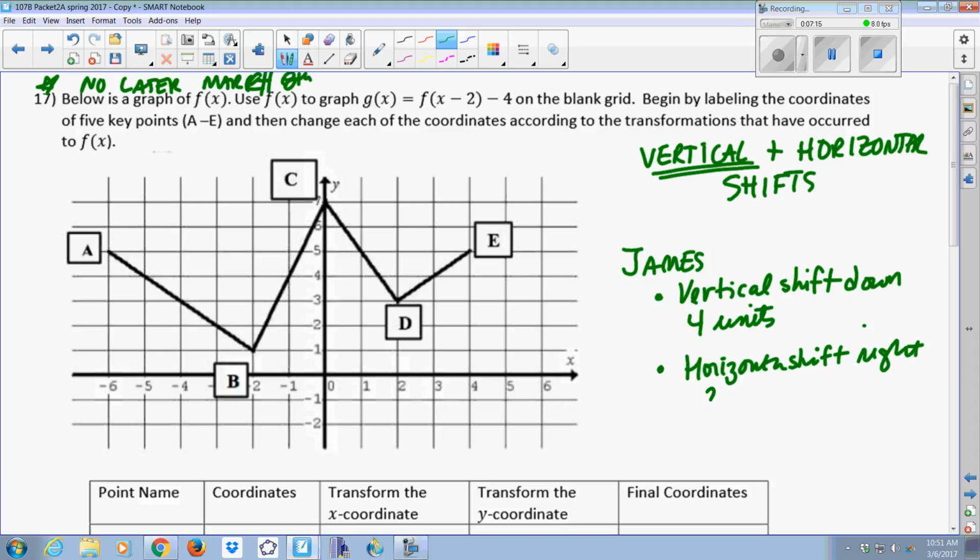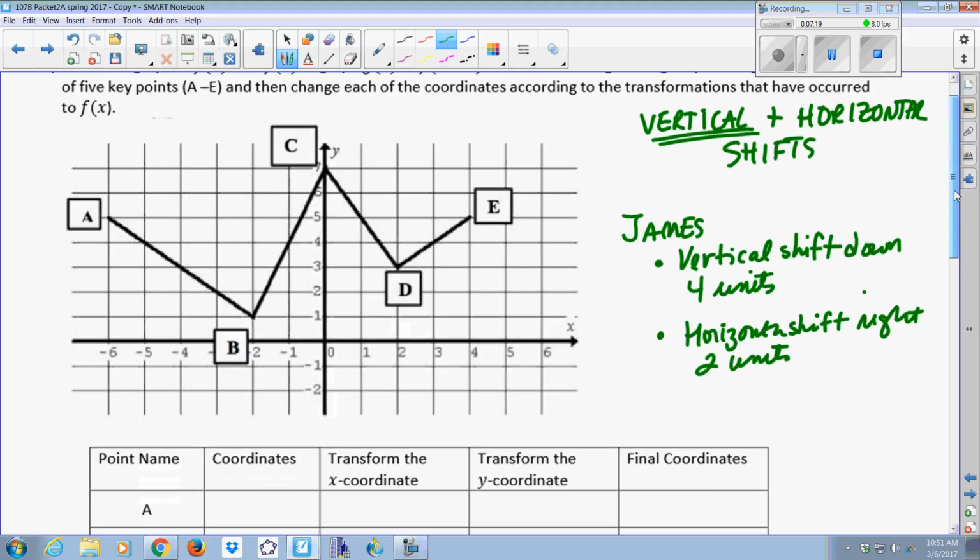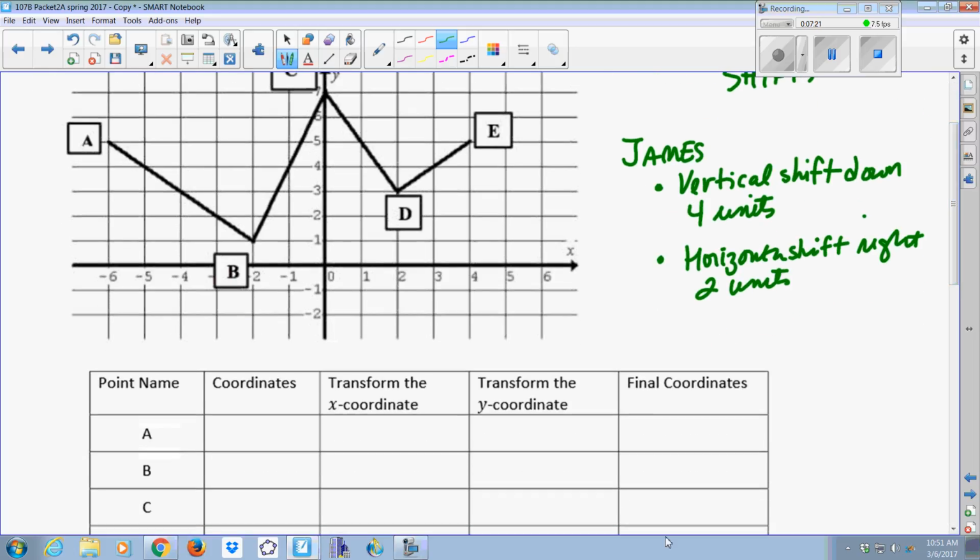2 units. So now, if you were following this table, you would start with point A, which is -6,5. You're going to become very familiar with this particular function. You're going to see it quite a bit. And I'm just having you transform each coordinate based on what the transformation is. You can do it like this in tabular form, or I'll show you another way.